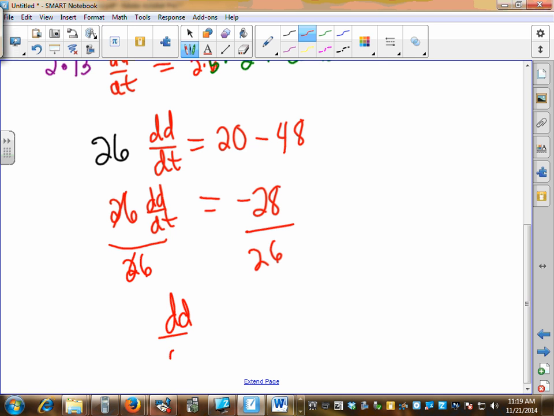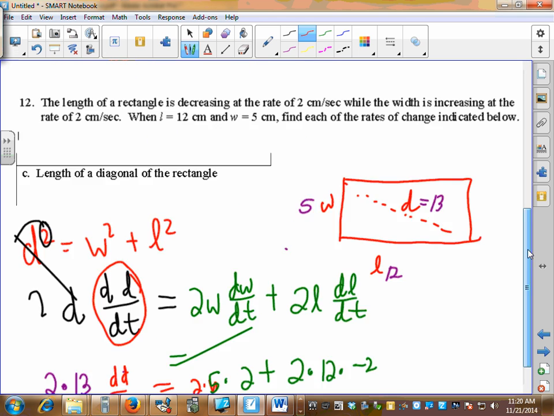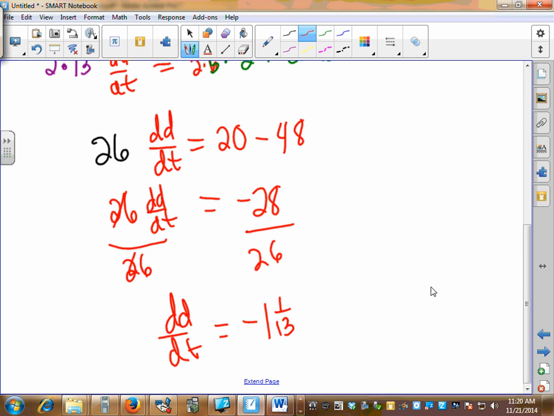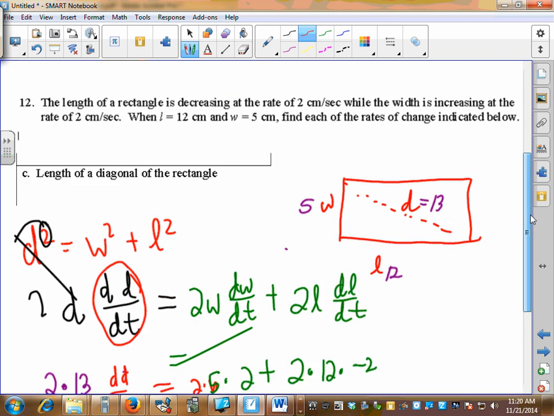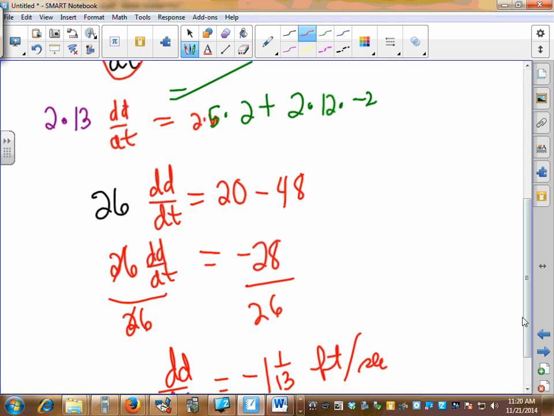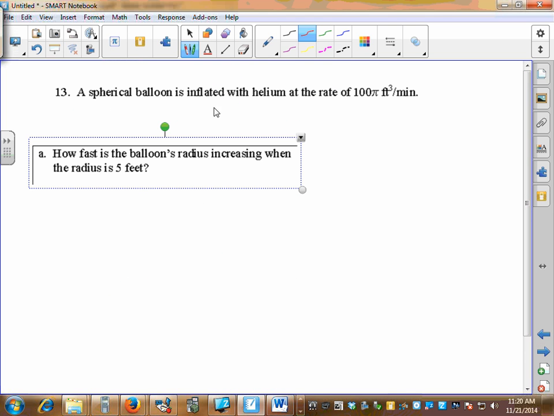So we can just reduce that fraction. That's going to simplify to what? 1 and 2, and 26, which would be 1 and 13. -14/13. And since that's a diagonal, feet per second. So at this time of the problem, the diagonal would be increasing or decreasing? Decreasing. Gotcha.